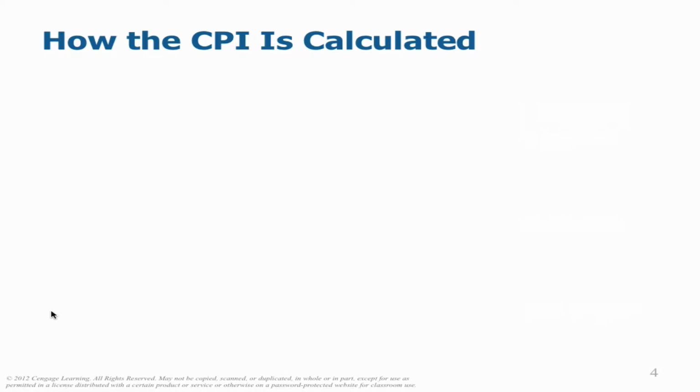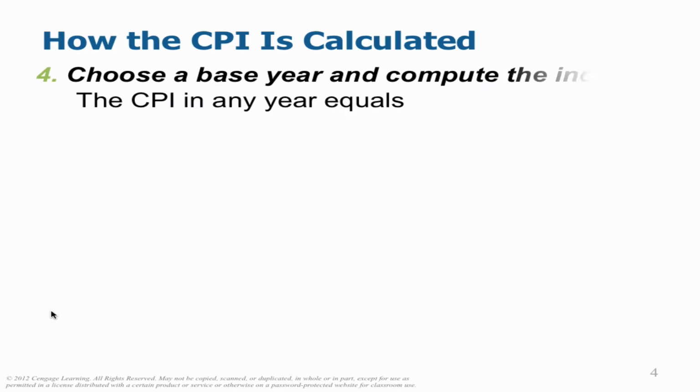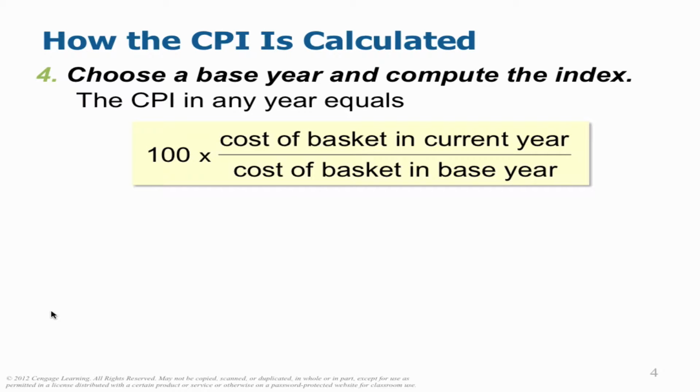Okay, so how is the CPI actually calculated once we have the cost of the market basket? We take a base year, lots of base years in macroeconomics. So the CPI in any given year is the cost of the basket in the current year over the cost of the basket in the base year times 100.